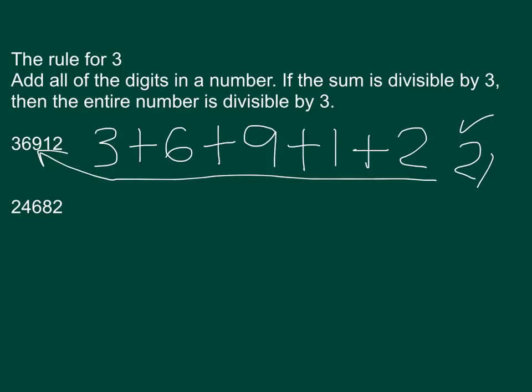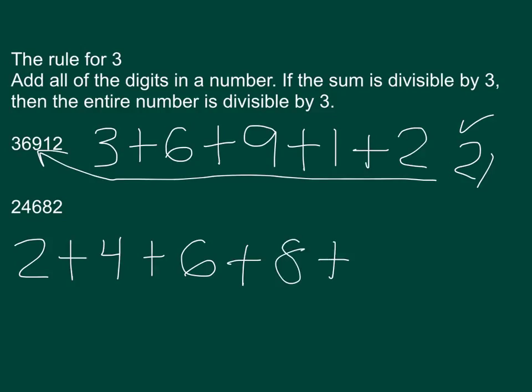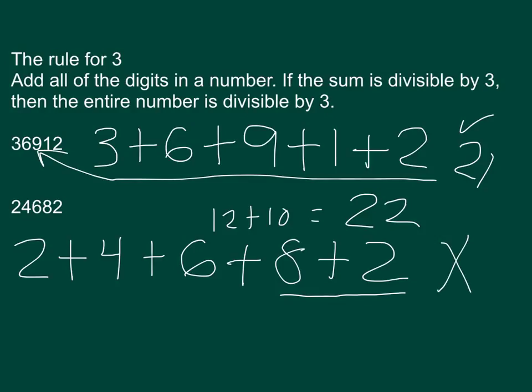Okay, let's look at this next number. So we have 2 plus 4 plus 6 plus 8 plus 2. Okay, 2 plus 4, that's 6. 6 plus 6, that's 12. And then I also know that 8 plus 2 is 10, so 12 plus 10, I know it's going to equal 22. So, can 3 divide evenly into 22? No, it cannot, and so this last number here, 24,682, is not divisible by 3.